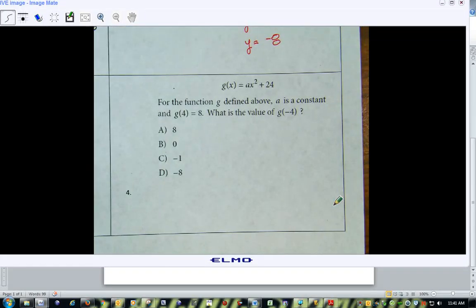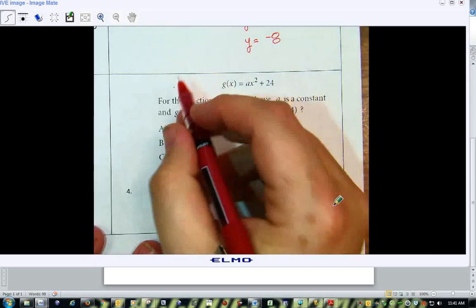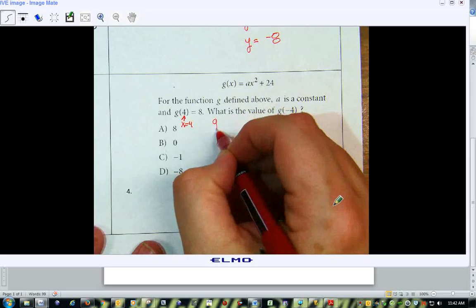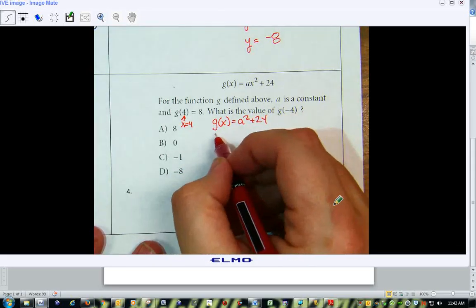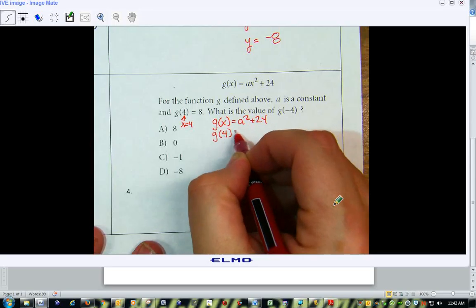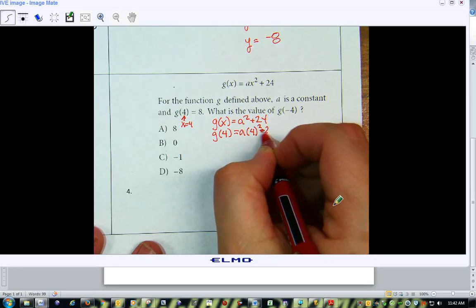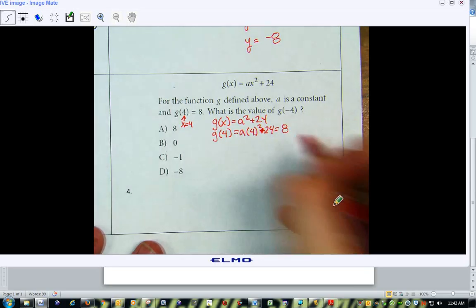Now, number 4 here. For the function g defined above, a is a constant and g of 4 is 8. So when you have g of 4, what's this value? Is that x or y? X. So x is equal to 4. So if g of x was equal to a x squared plus 24, I want g of 4 equal to a times 4 squared plus 24, and that's equal to 8. That makes a lot of sense.